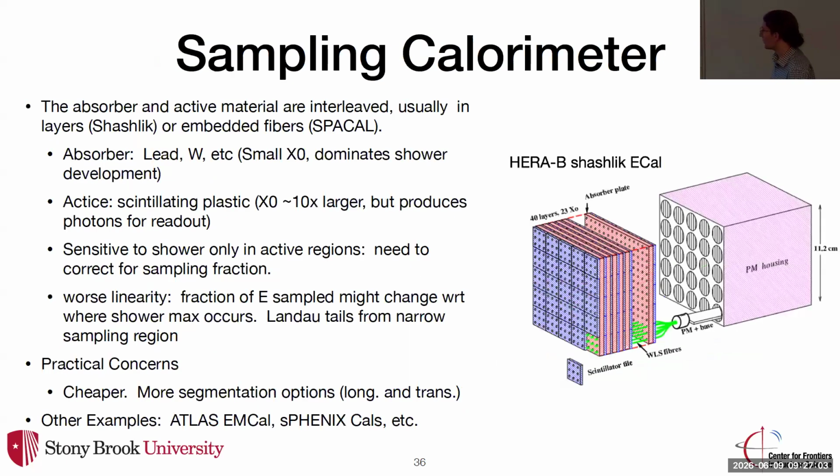Let's go on to the sampling calorimeter. Here we have a hybrid detector made out of 2 different things. We interleave our absorber, which is the dense material that creates that Bremsstrahlung and pair production that makes the shower develop. But then we interleave something that has a much longer radiation length. It doesn't participate much in the shower, but it is transparent. Yeah, and X naught can be 10 times larger or even higher.